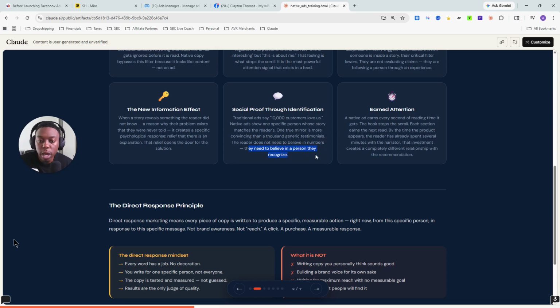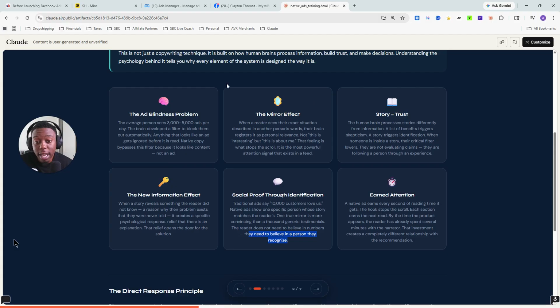That's why UGC content does so well as far as video ads. All it takes is just one person describing their situation in a video and explaining why this product worked really well for them to get someone to buy. That's why UGC does really well. We're basically taking the elements of what UGC videos do and creating native copy.